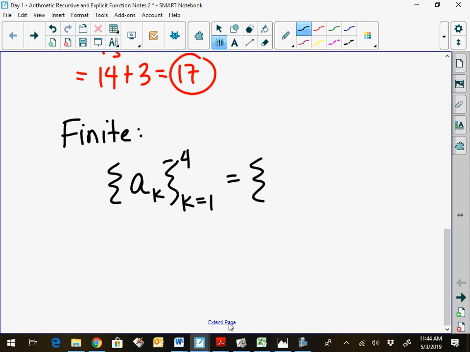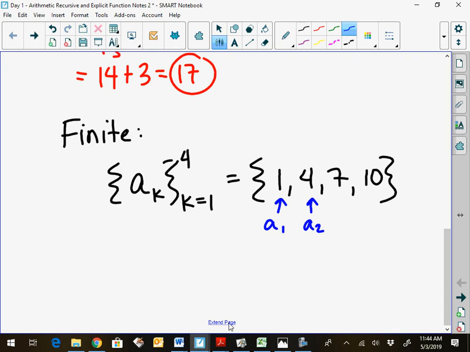For an example, we could say that we have 1, 4, 7, 10. So what I'm showing here, if it's a sub k, is that this value right here is a sub 1, this value is a sub 2, this value is a sub 3, this value is a sub 4, right? And then I want to think about how did I get these different values? So what did we do to get from the first one to the second one?